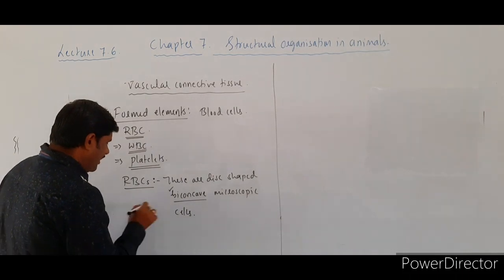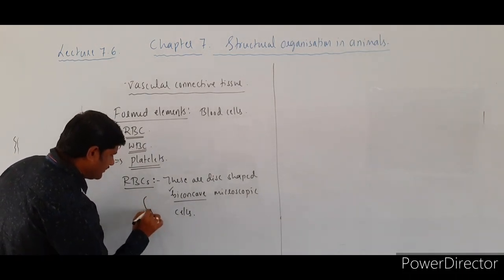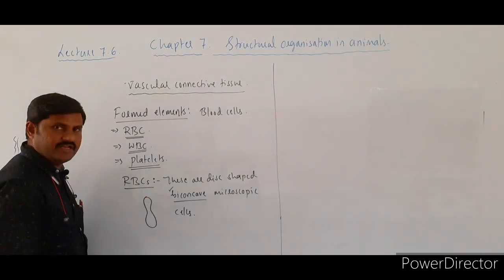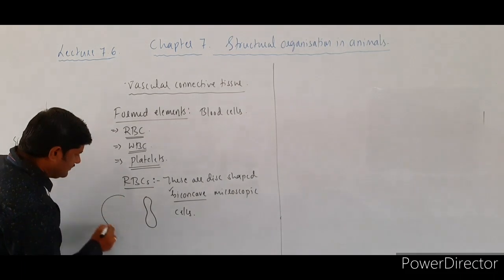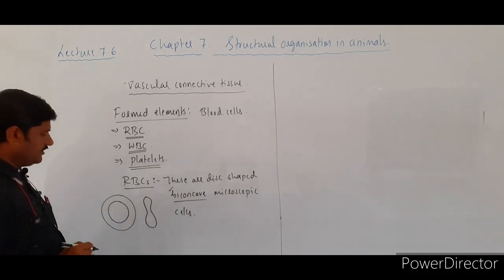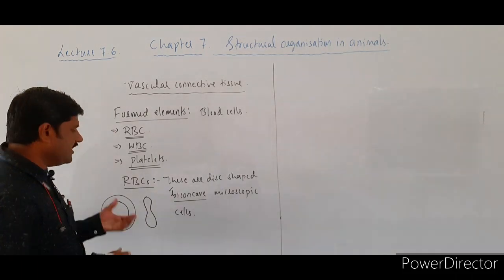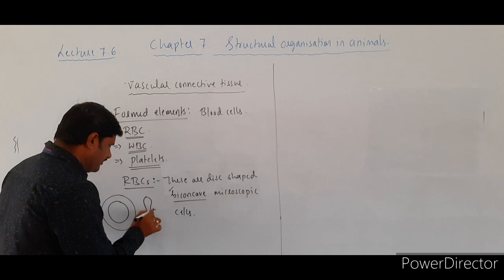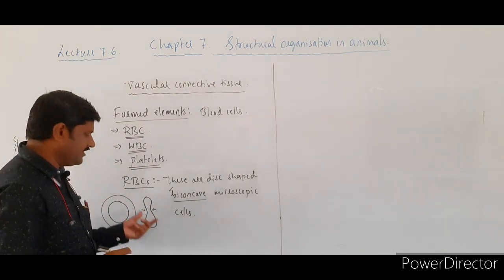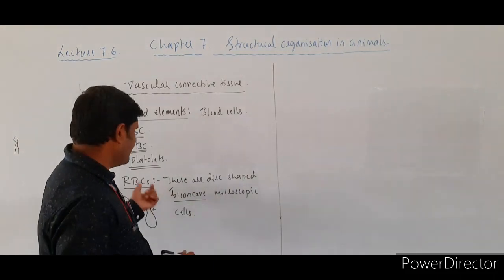From the side view, you will find these cells like this. In the surface view, these are disc-shaped. This kind of RBCs will be there. They are biconcave in the sense that here you can observe there is a depression on both sides. Hence it is said to be biconcave. So these RBCs are cells.